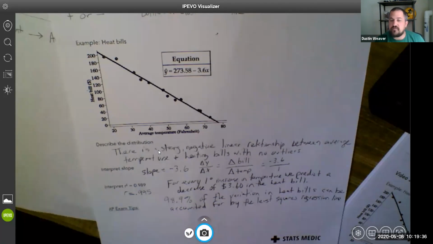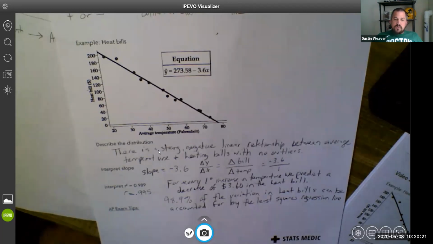Now, you cannot say for every 1 degree increase in temperature, the heat bill will decrease by $3.60. And some of you said that during the year, so you need to be very careful on that. That is a definitive statement. Anytime we're making a statement based on the least squares regression line, it's kind of like how we do our conclusions in hypothesis tests. We're predicting that this is what's going to happen. We think this is what's going to happen. We have evidence to suggest this is what's going to happen, but we can't say this is what's going to happen. So there is a strong negative relationship there. And then for every 1 degree increase in temperature, we predict a decrease of $3.60 in the heat bill.